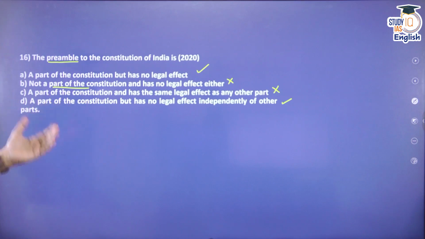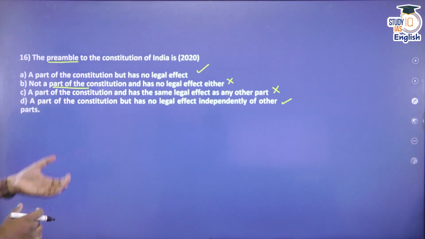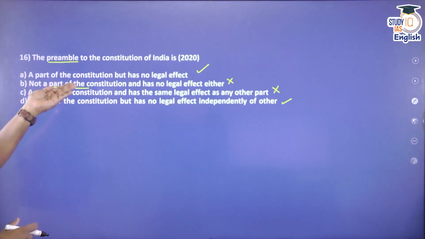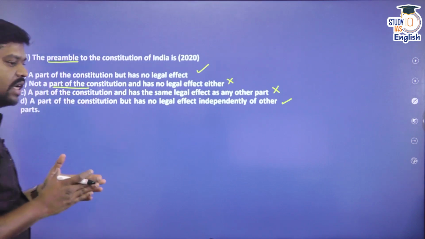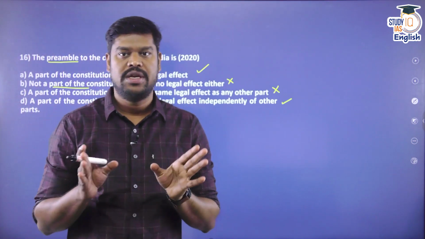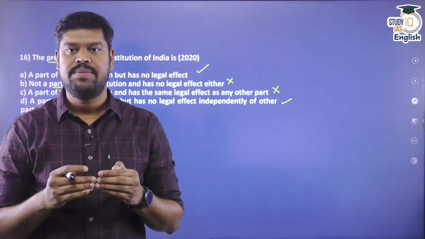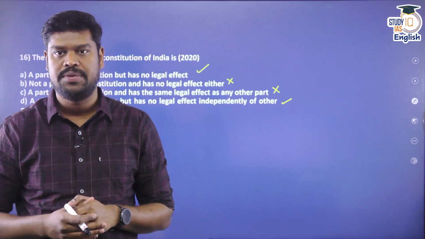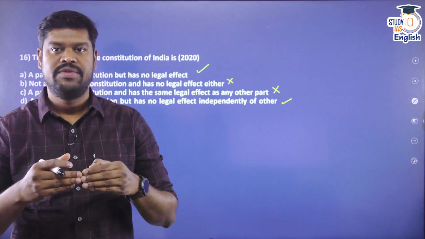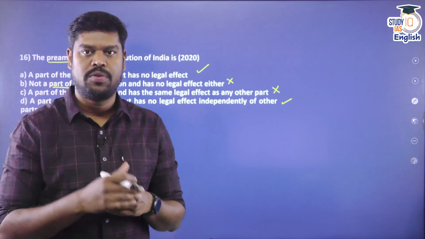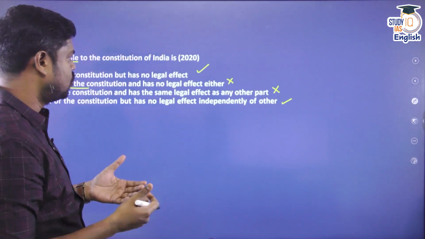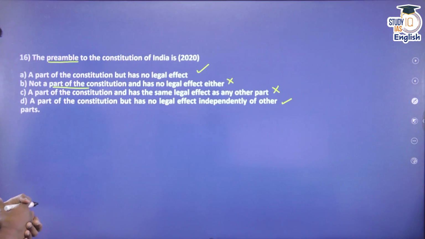So, let us look into the statements again. Statement A is saying it is part of the Constitution but has no legal effect. So, definitely the statement given in statement A is true, but we will have to see which statement gives more information about the preamble. Any statement which gives more information would be the most appropriate answer. Sometimes even if the statements are true, we will have to choose the most appropriate answer.